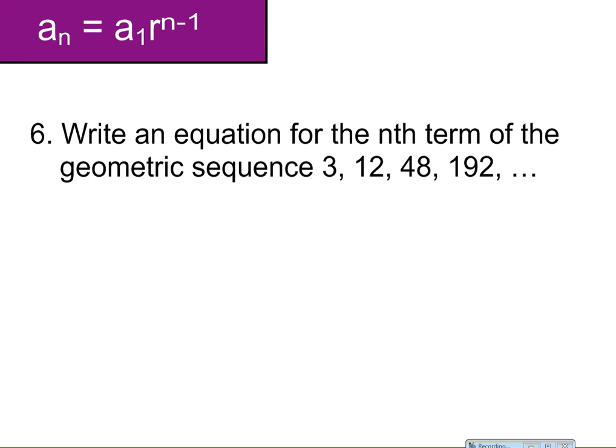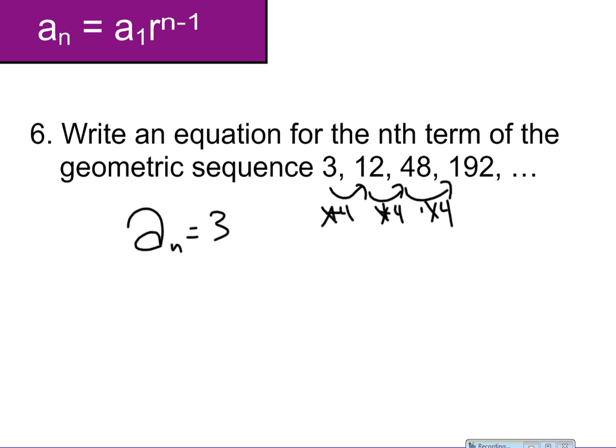So write an equation for the nth term of the sequence 3, 12, 48, 192. So this should look familiar. We go plus 4, plus 4, or not plus 4, sorry, times 4, times 4, times 4. So that's my common ratio. So if I'm looking for a generic equation, a sub n, my first term is 3. My common ratio is 4 raised to the n minus 1. You can put that in parentheses if that helps you keep it straight.